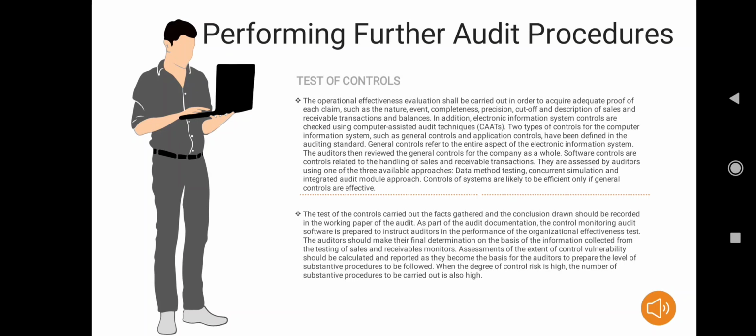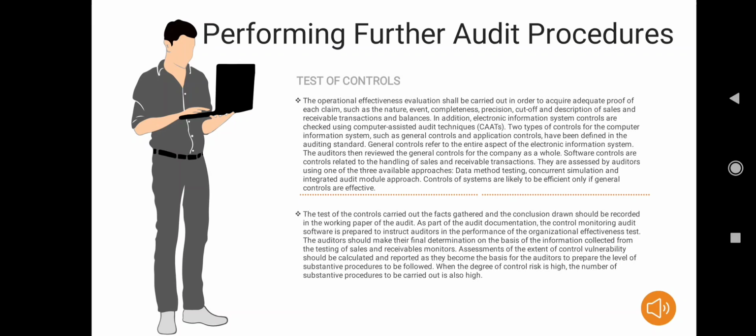Two types of controls for the computer information system, general controls and application controls, have been defined in the auditing standard. General control refers to the entire aspect of the electronic information system. The auditors then review the general control of the company as a whole. Software controls are the controls related to the handling of sales and receivable transactions. They are assessed by auditors using one of three available approaches, which are test data method, concurrent simulation, and integrated audit module approach. Application controls are likely to be efficient only if general controls are effective.